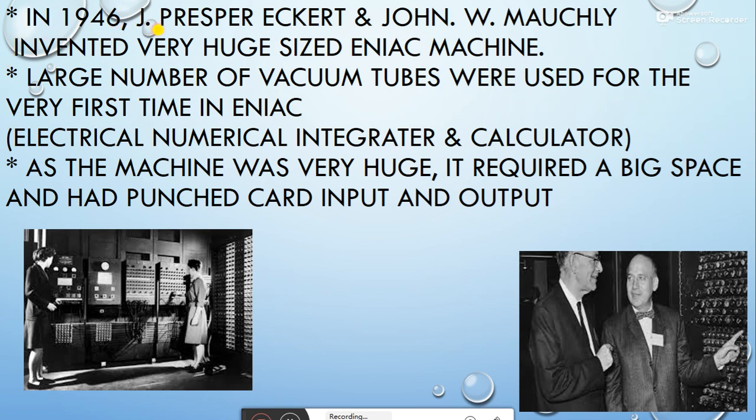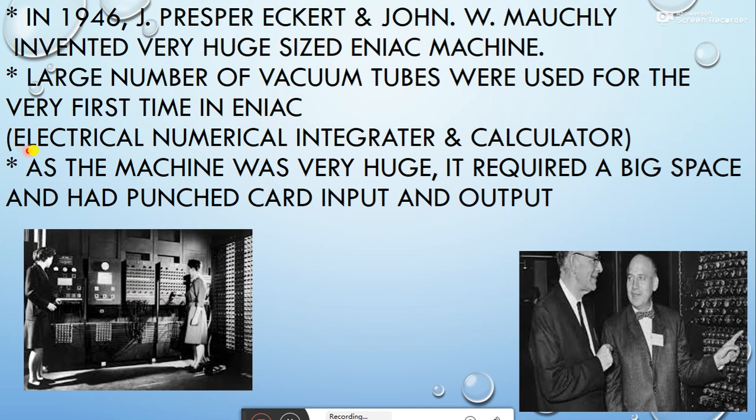In 1946, J. Presper Eckert and John Mauchly invented the very huge sized ENIAC machine. This is the image of the ENIAC machine. A large number of vacuum tubes were used for the first time in the ENIAC machine.